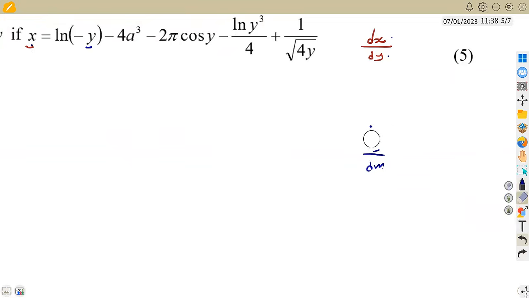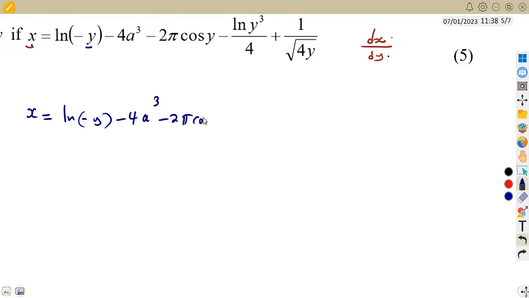All right, so meaning to say the format is the first thing that you need to just check on and see if we have got the same format. That is the basic format that you can play around with, which is here, everything is fine. The ln of minus y, we can simply differentiate this. So we are going to rewrite as ln of minus y, in this case, minus 4a to the exponent of 3, which is fine, minus 2 pi cos y, which is also in the exact way.